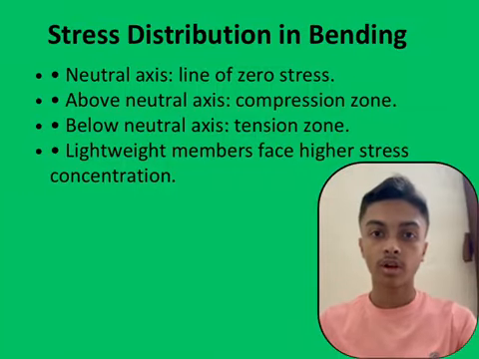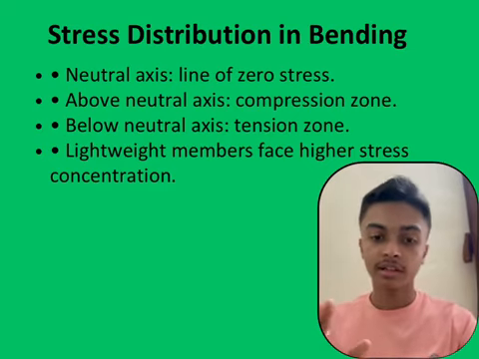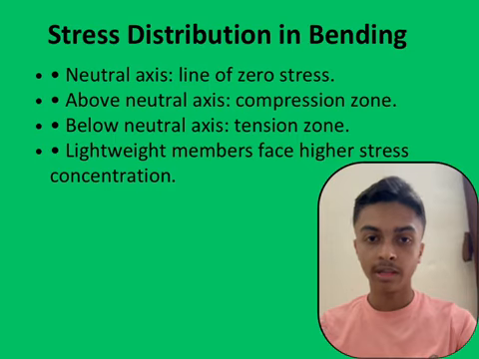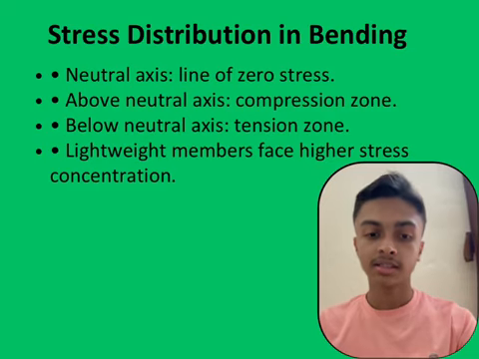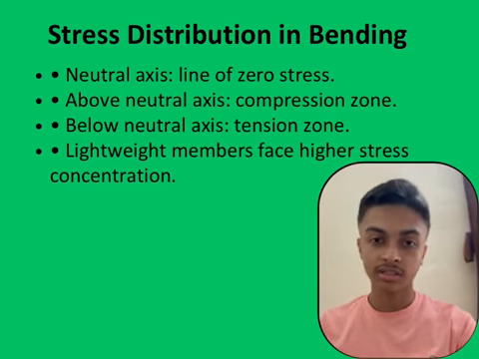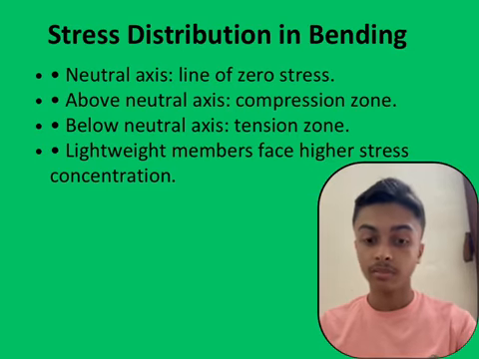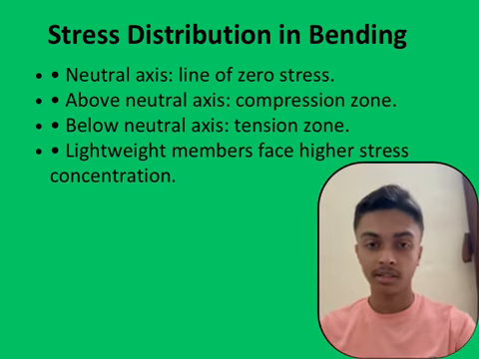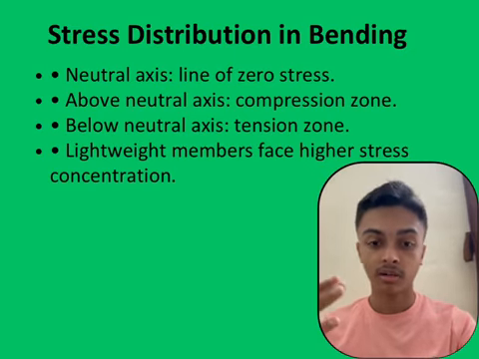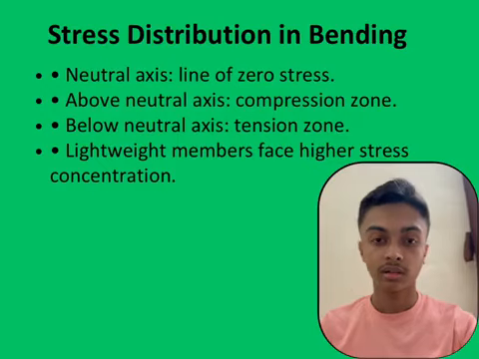Now let's talk about the stress distribution in bending. There are three imaginary regions: the neutral axis, above the neutral axis and below the neutral axis. The neutral axis is a line of zero stress. Above the neutral axis is the compression zone, where compression is applied. Below the neutral axis is the tension zone, where tension is applied. Lightweight members face higher stress concentration than others.